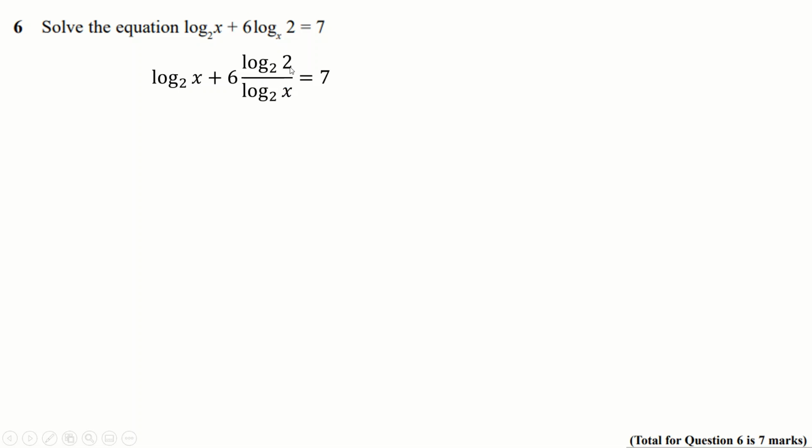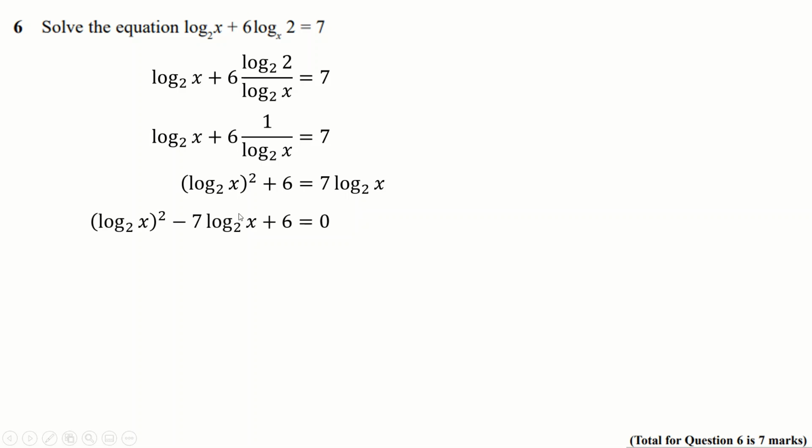Now log to base 2 of 2 is just 1. And now I can times everything by log to base 2 of x, and I'll get this. So I'll cancel it with this one becomes a squared, and this one adds to there. And now when I move the 7 log x over, try and factorize this in your head. Now, if you're not so good at that, that's fine. Imagine the log to base 2 of x is just an x, and now maybe factorize that.